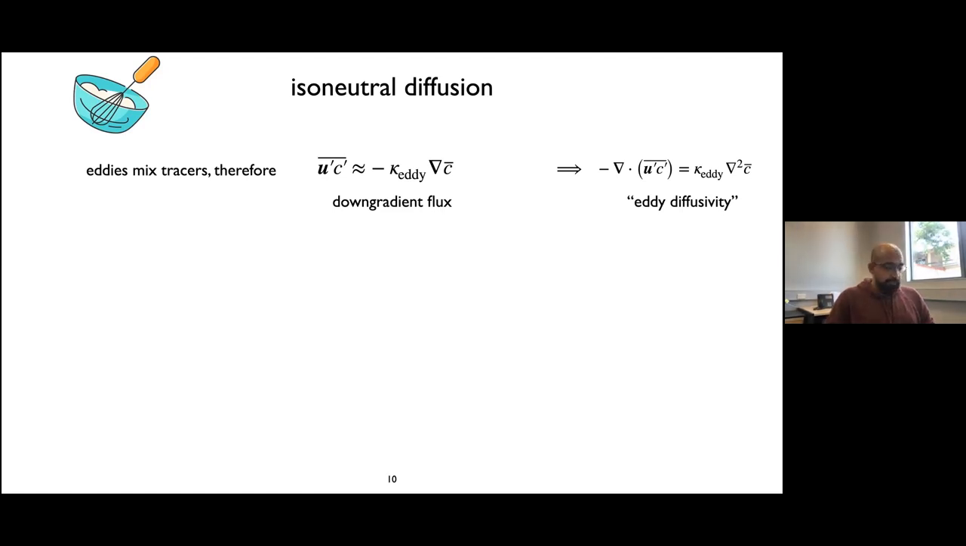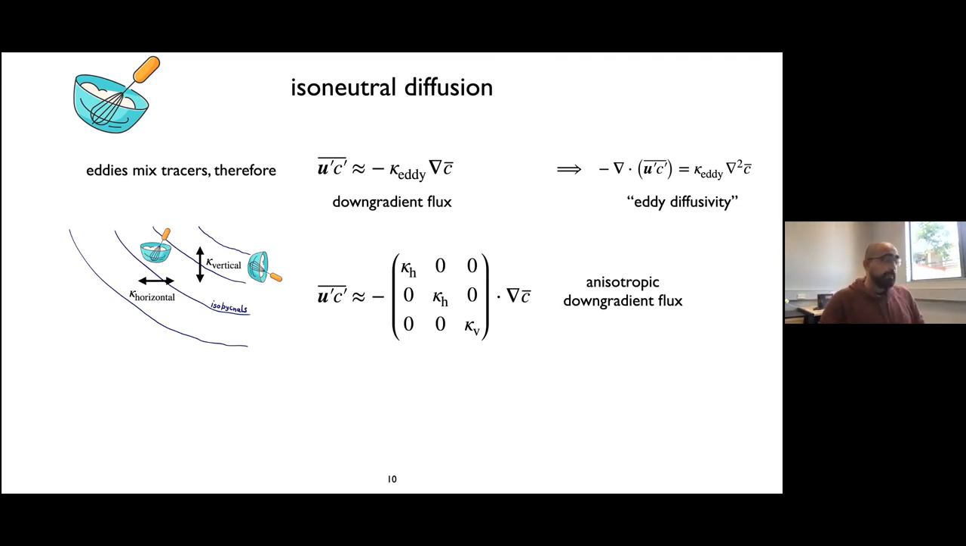Since, as we discussed, eddies tend to move and mix tracers along isopycnals, what eddies are doing is making things more diffusive. Then you can be a little more elaborate, and describe it not as a diffusivity that is the same across directions, but one differentiated in the horizontal and the vertical.